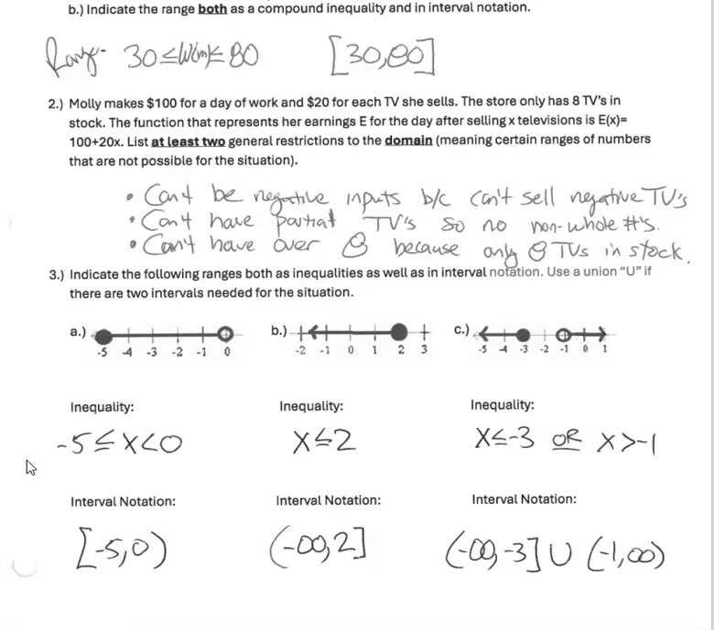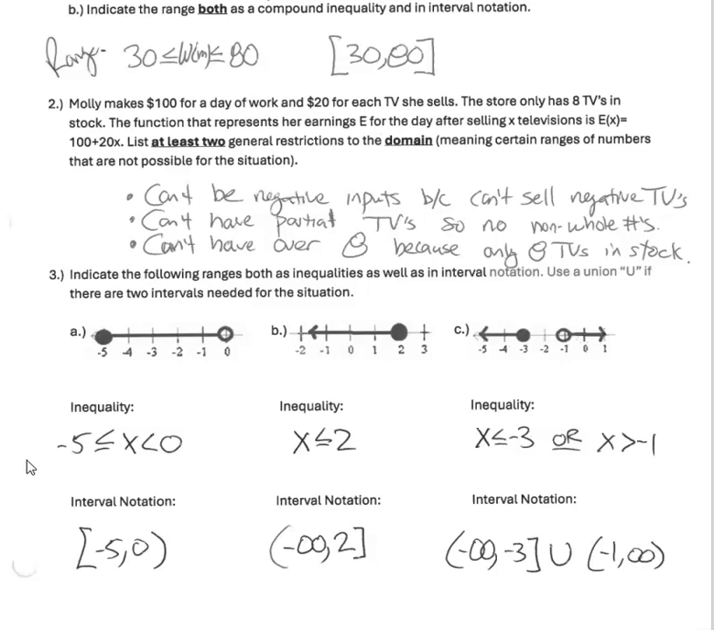Now, the next one says Molly makes $100 for a day for work and then $20 for each TV she sells. There's only 8 TVs in stock. The function that represents the earnings E on that day after selling X televisions is E of X equals 100 plus 20X. List at least 2 general restrictions on the domain, meaning certain ranges of numbers that just don't make sense for the situation.